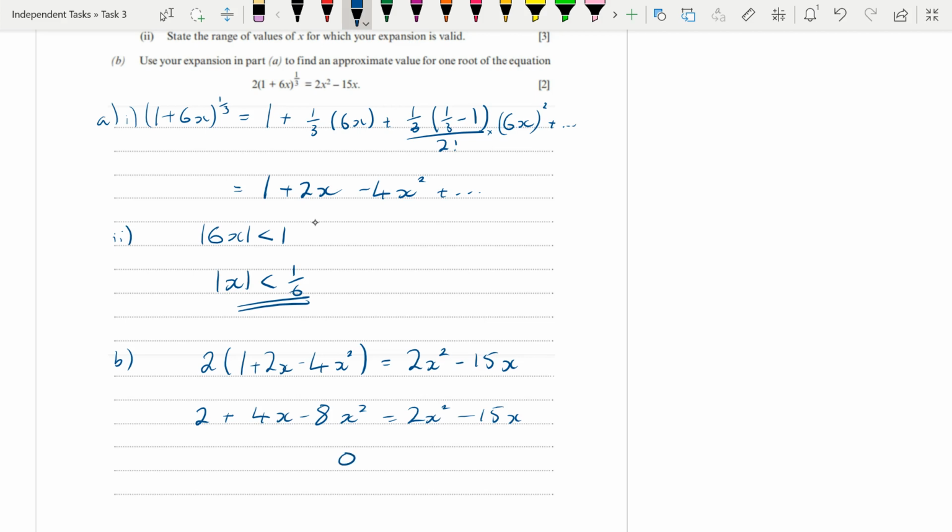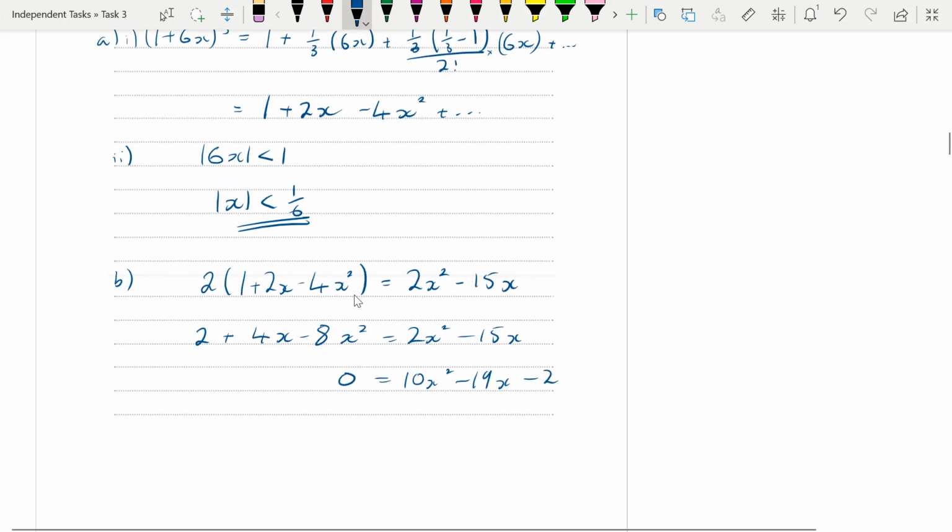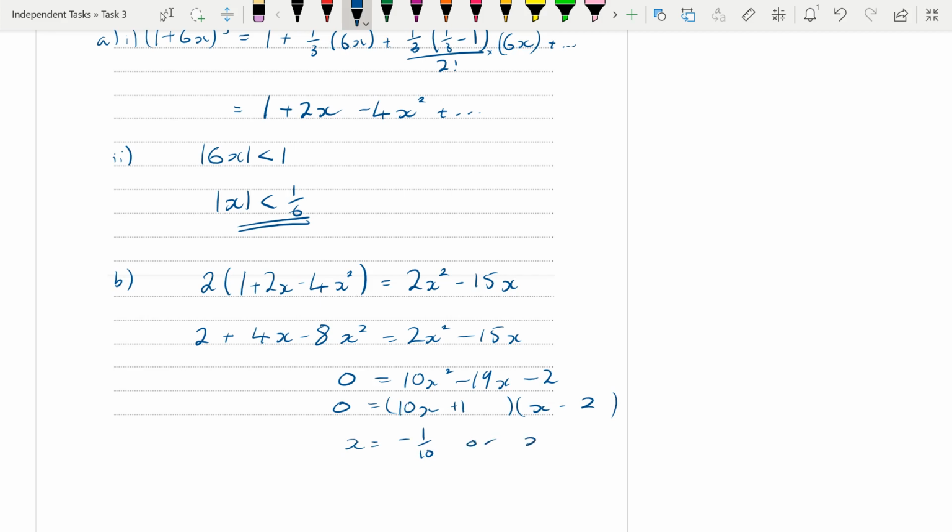I'm taking everything onto one side, which in my case will be taking it to the right. So I've got 10x squared, plus 19x, and then minus 2, equals 0. I'm going to factorize and solve for x. If I think about factorizing into a double bracket, I've got 10x plus 1, and I've got x minus 2. So that means x would have to equal minus a tenth, or x equals 2.